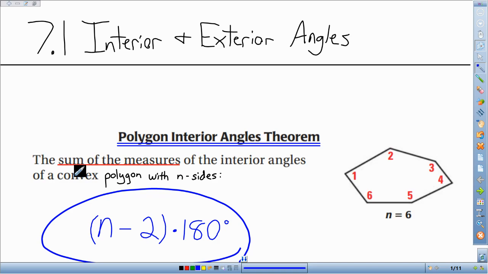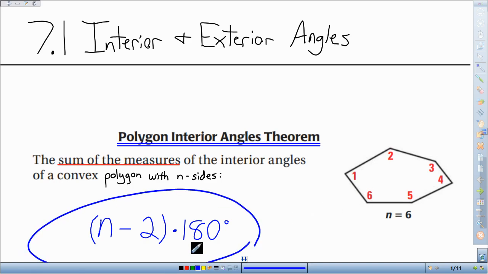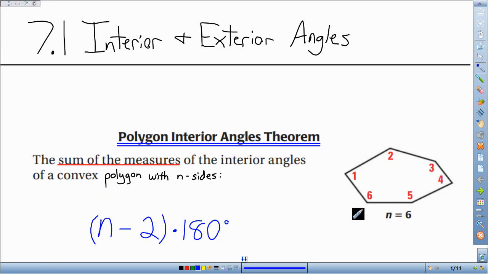If we're looking for the sum of the measures of the interior angles, so for example, over here, what do these six angles, when added together, what does the sum of those angles equal? We can figure that out by using this formula. All right. So let's go ahead and do that.